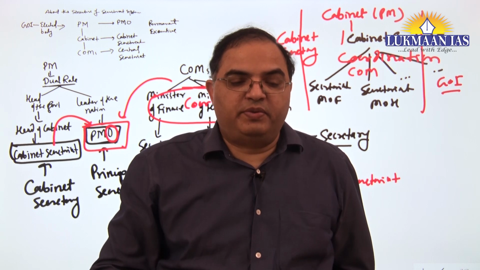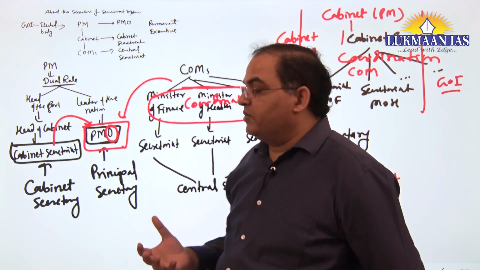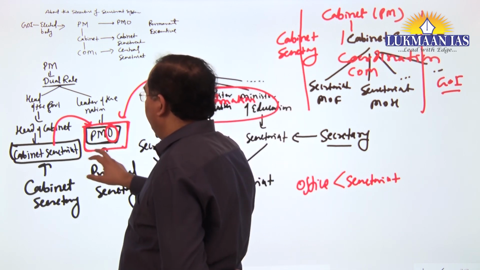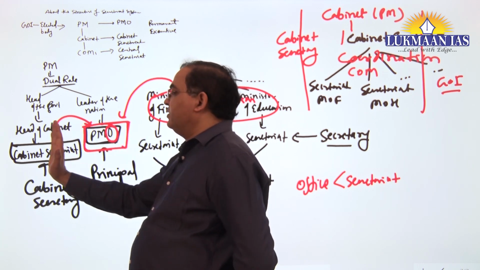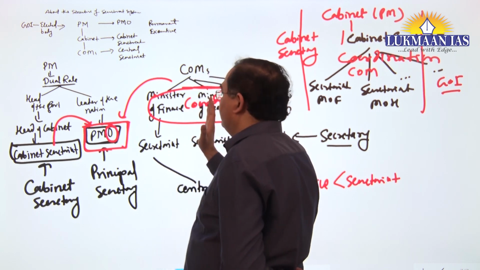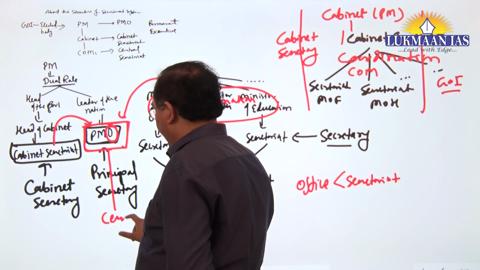Anyhow, so PMO is considered. The PMO calls the shots. So PMO calls the shots means when PMO becomes a very strong centralized body and it takes decisions. So basically it is usurping power of cabinet, usurping power of council of ministers. Hence this is how it results into centralization.